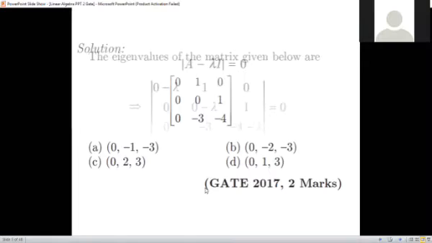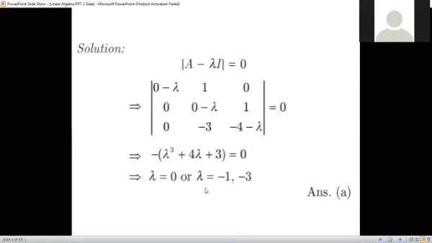Ma'am, I have one question. If we convert that matrix into the upper triangular matrix, then the diagonal elements are its eigenvalues? Yes, if we reduce that matrix into upper triangular or lower triangular, then whatever is the diagonal is your eigenvalues. That is absolutely true. No doubt in that. Okay.